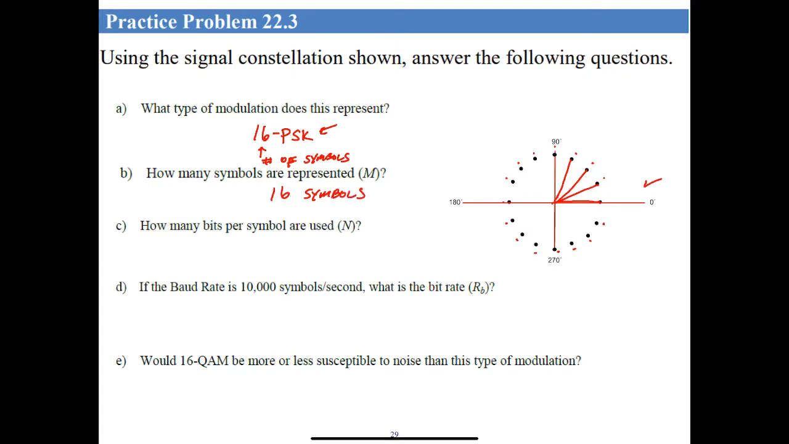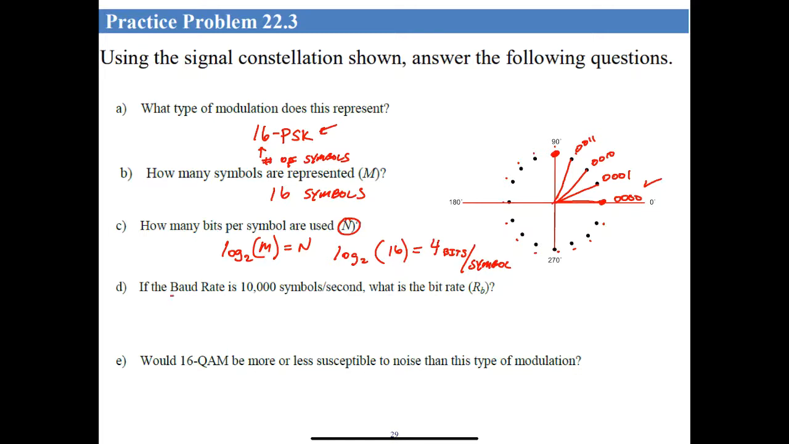How many bits per symbol are being used? Remember this equation, log 2 of M equals N. We're trying to find N. So log base 2 of the number of symbols, we have 16 symbols, equals 4 bits. So 4 bits per symbol. Each of these symbols can represent 4 bits. So this one right here, I would assign 0, 0, 0, 0. This one could be 0, 0, 0, 1. This could be 2, this could be 3, and so on.